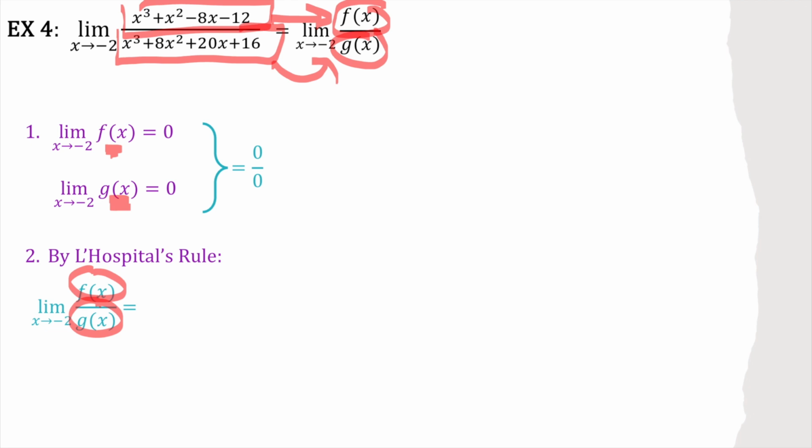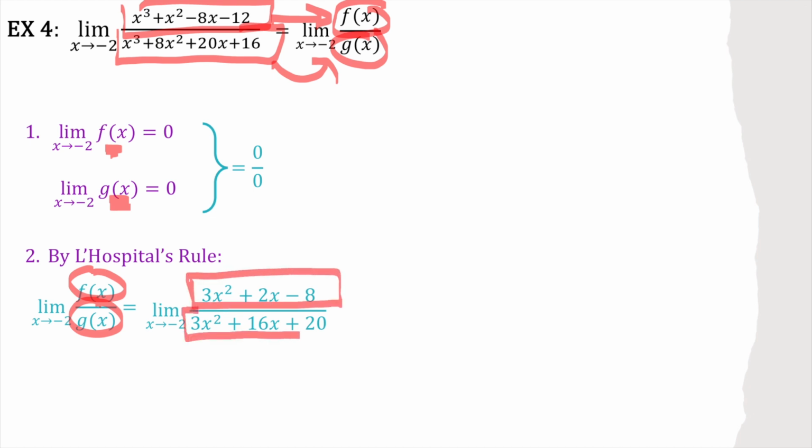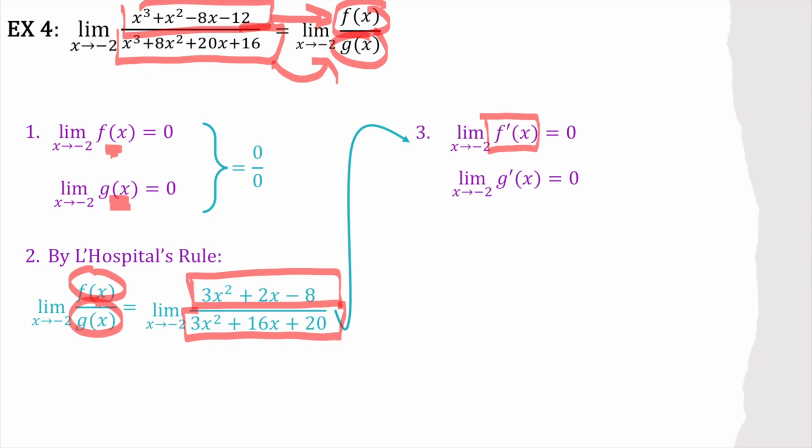But then we actually have to show the derivative. So the limit as x approaches -2, here's the derivative of the top over the derivative of the bottom. Now, are we done? Well, if we plug in -2 to the top, we get 0 again. But notice I used f prime here. The limit as x approaches -2 of f prime equals 0. And the limit as x approaches -2 of g prime is 0. So we've saved a lot of writing.